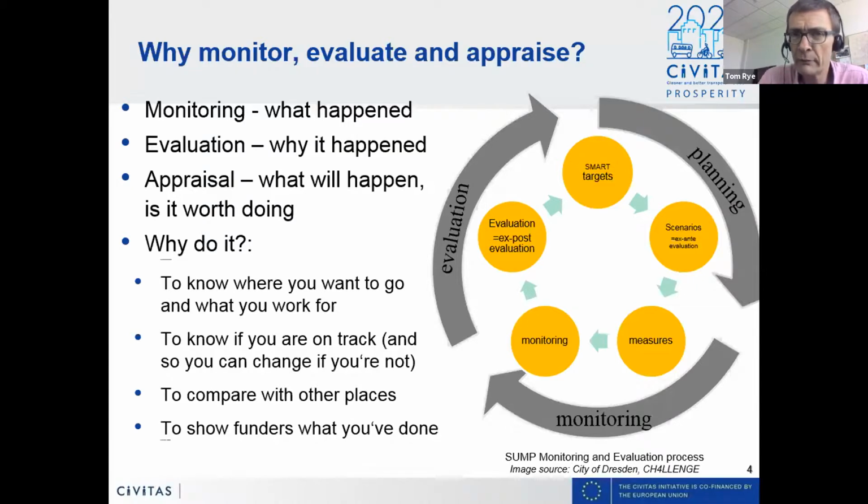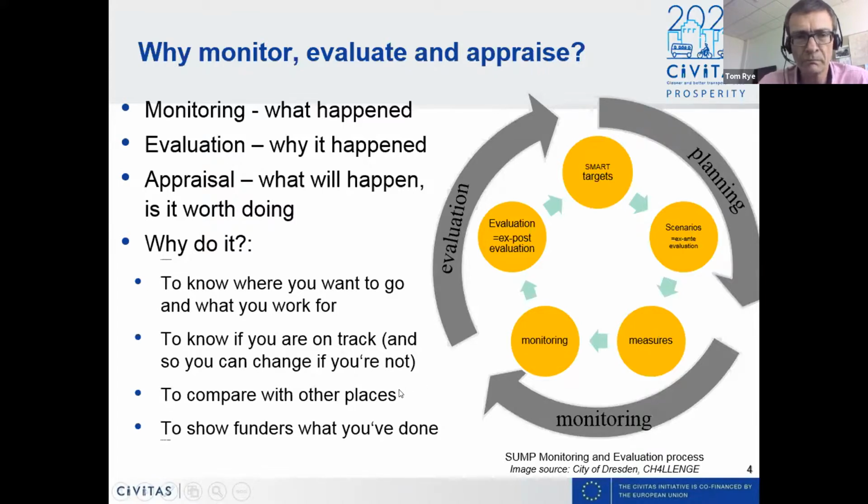Why would you monitor, evaluate, and appraise? Well, it gives you basically some direction. So you want to know where you want to go and what you're working for. To know if you're on track is very, very important, because obviously if you're not on track, then you might change what you're doing. So here in this circle, you've got targets. You find out from your monitoring that you're not meeting the targets. So maybe you modify the measures so that they have a better chance of meeting the targets.